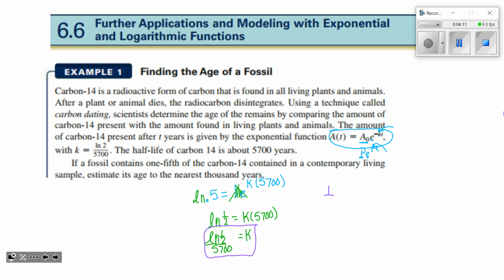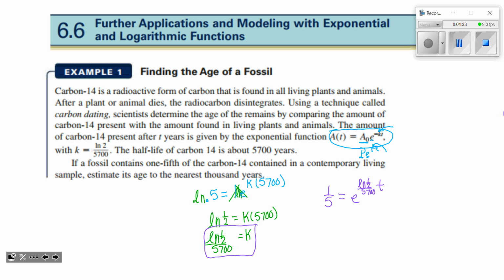So now we're saying, when is it equal to 1/5? So I can do the fraction 1/5, or you can change it to a decimal, 0.2. It's all going to be the same. 1/5 equals 1 for like 100% of what should be there, even though it's not. So I'm going to now write 1, e to the power of, instead of k, I know what k is. It's ln 1/2 over 5,700.